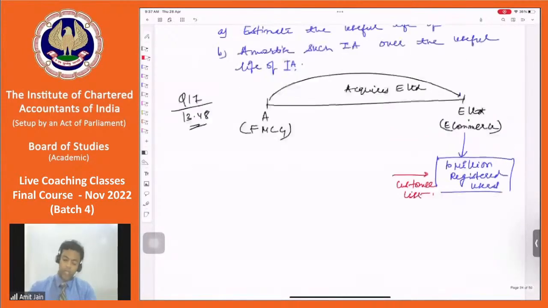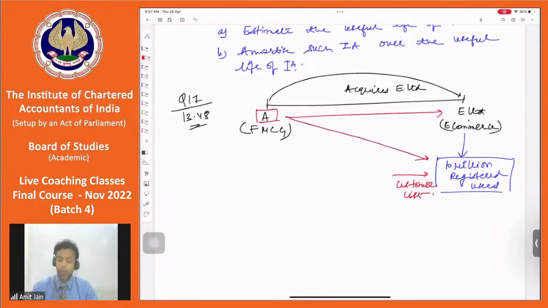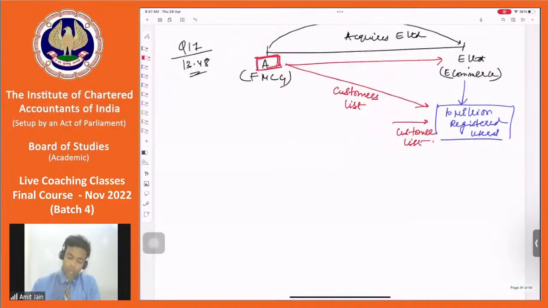So what we are saying is A Limited is acquiring E Limited to continue its retail business. As a part of this acquisition, it is also acquiring these 10 million registered users, which is called the customer list. Now these registered users will become the customers of A Limited, which will increase its benefits of sale in the future.